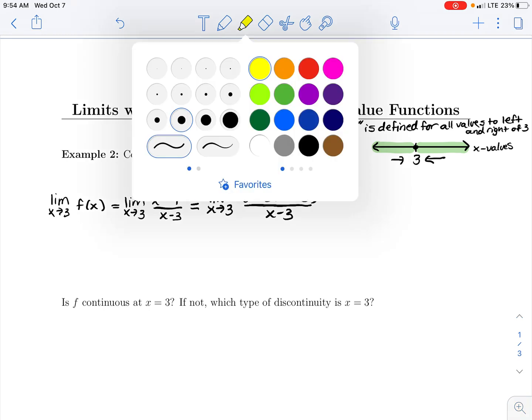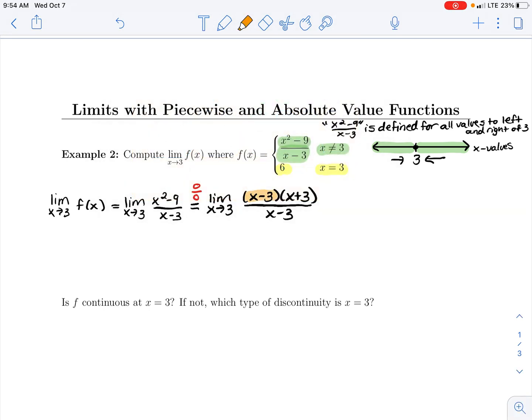Here I see that these x minus 3's cancel, so this is equal to the limit as x approaches 3 of x plus 3, which is equal to, now I'm going to try to plug in my 3, and I get that this is 6. So once you produce cancellation, remember to plug in the value there. Plug in 3. Okay, so I figured out what that limit is.